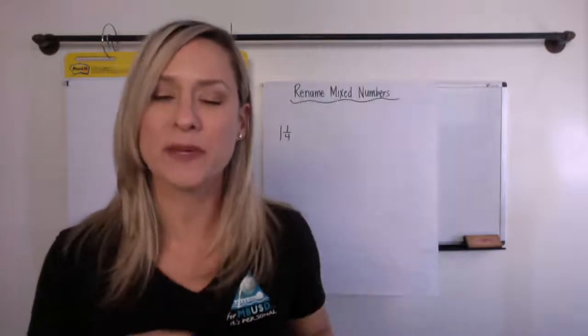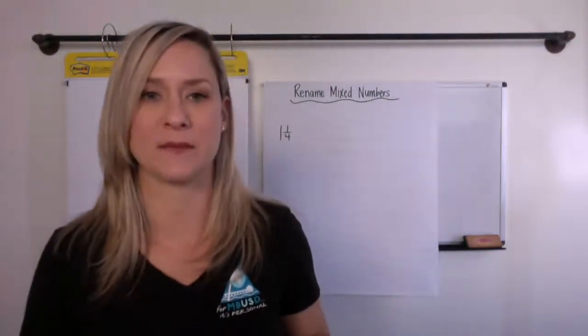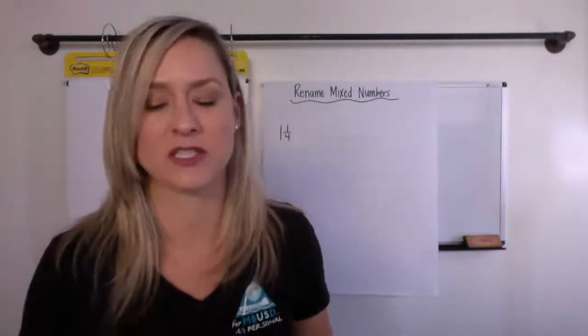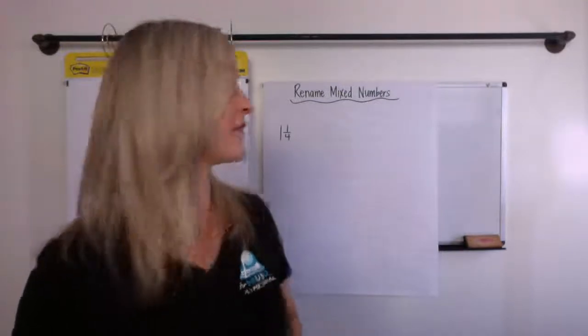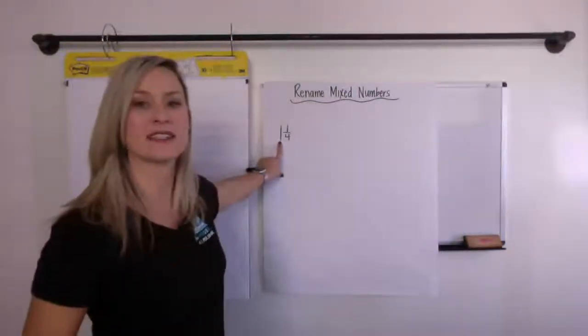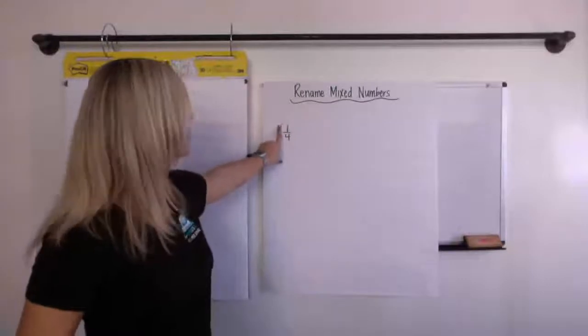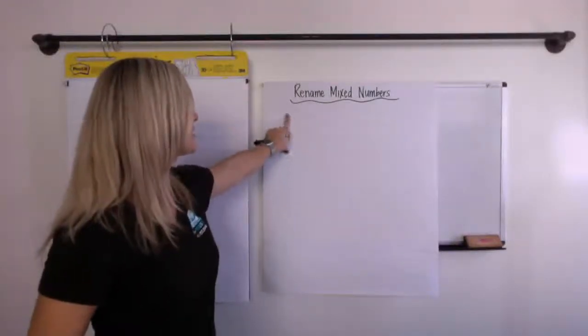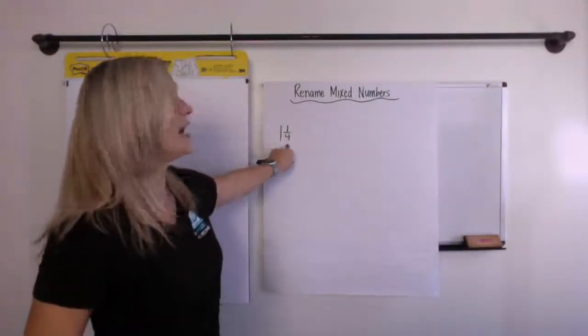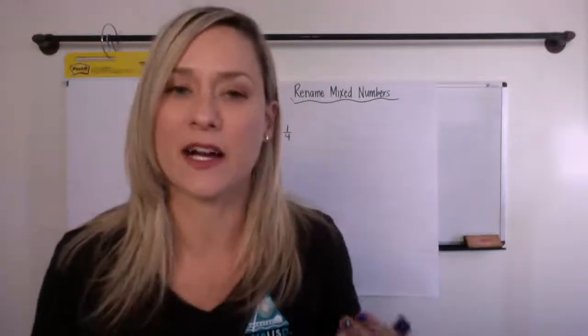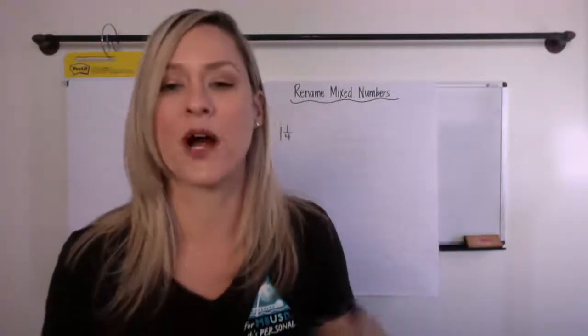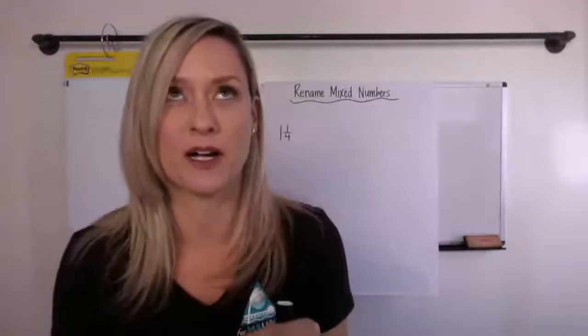So I want you to be able to rename these mixed numbers as improper fractions. What that means is basically we've got a mixed number. A mixed number has a whole number, so this is a whole number, and then a fraction. So this means it's a mixed number. We're going to rename it as an equivalent improper fraction. So the improper fraction that is equal to 1 1/4.